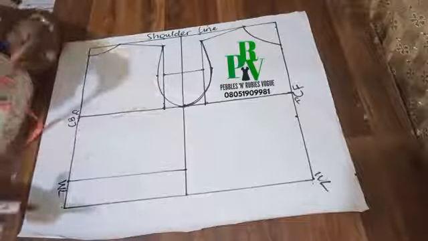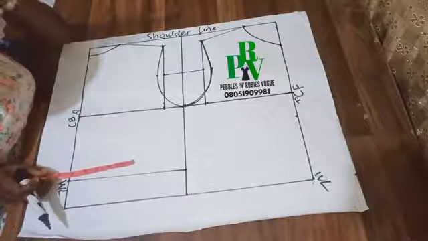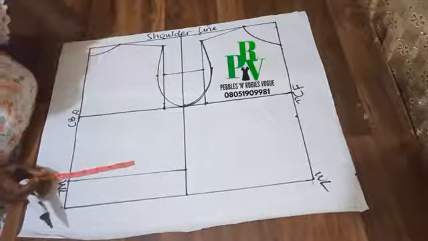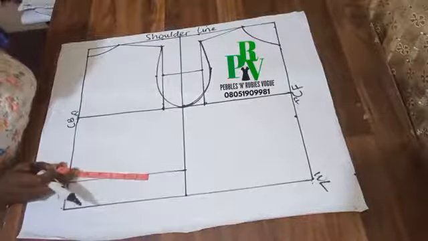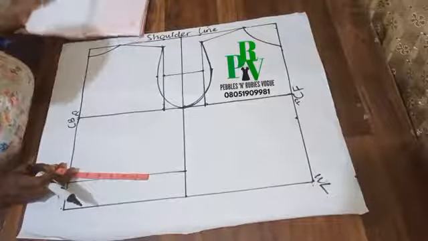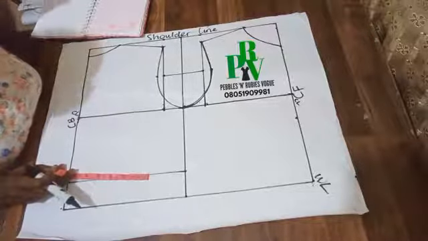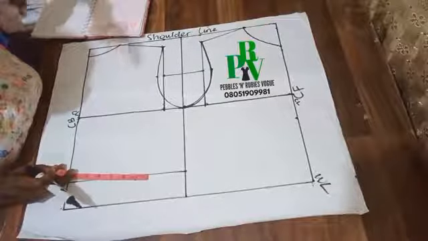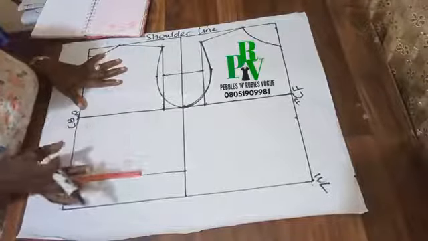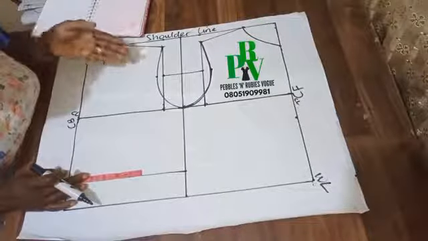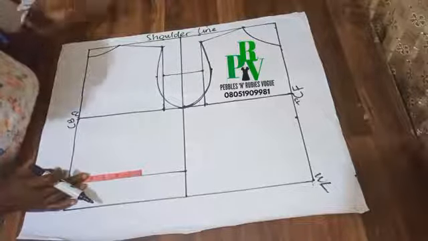Now we determine our dart width. To determine the dart width, you have to know the bust span. Sorry, I didn't include that while I was explaining my measurement. So the bust span is the commonly known nipple to nipple. So from one nipple to the other, that is the bust span. So that is the dart width. The bust span I'm working with is 7 inches.